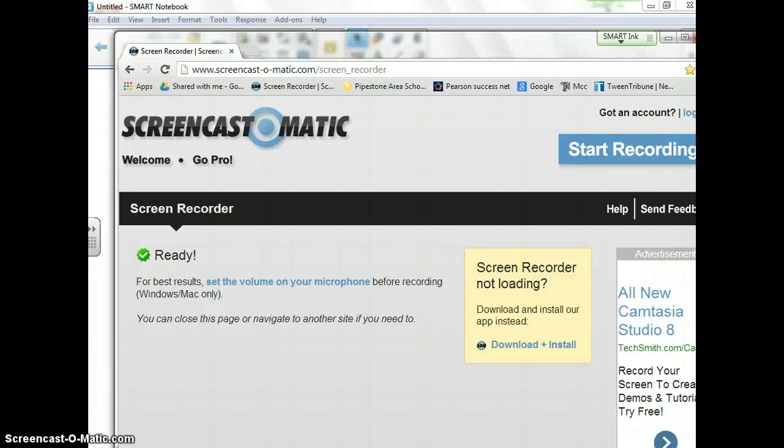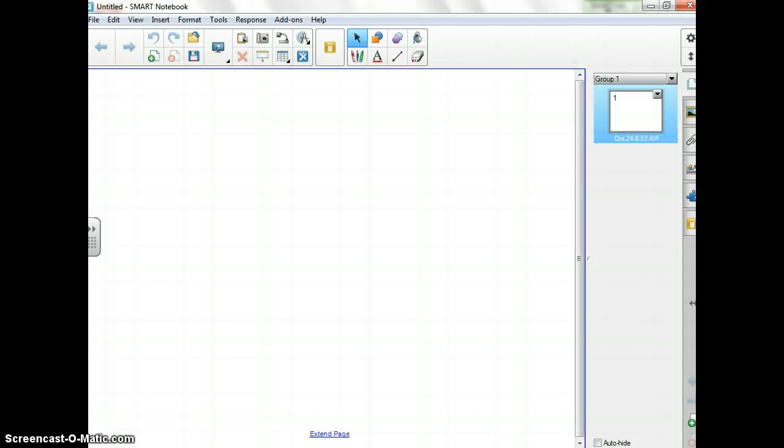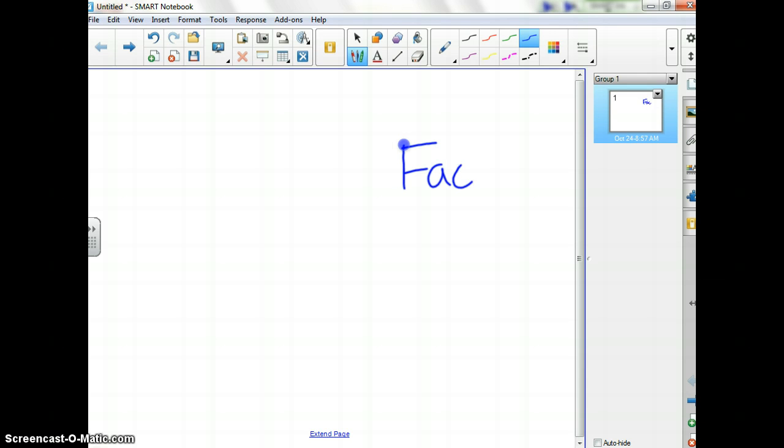Okay, who knows what a factor is? Who knows what a factor is? The word factor. Caden, do you know? There you go. A number that goes into another number. So can somebody help me come up with a list of factors of the number 10?